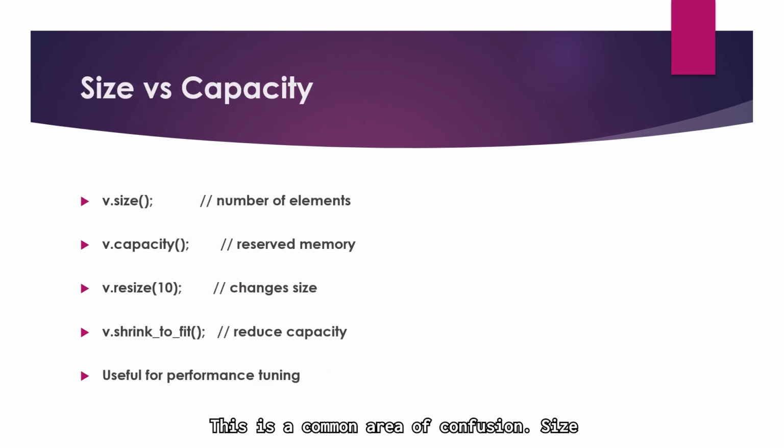This is a common area of confusion: size versus capacity. The size of a vector is how many elements it currently holds. The capacity is how much memory it has allocated, often more than the size, to allow for future insertions. When we keep adding elements and the vector exceeds its capacity, it allocates new memory, usually double, and copies everything over. Understanding this is essential for writing efficient code. We can manage it using functions like reserve to pre-allocate space or shrink_to_fit to reduce memory usage.